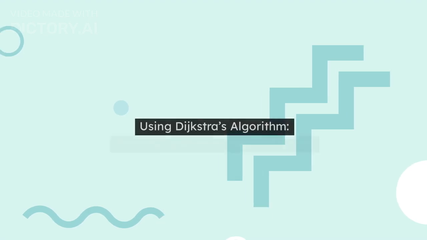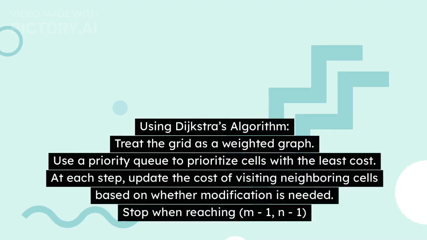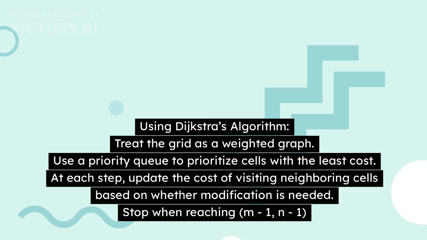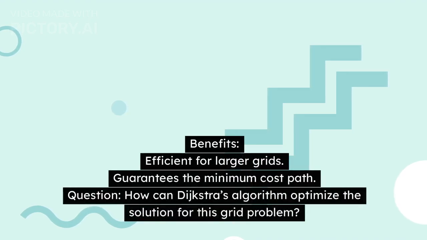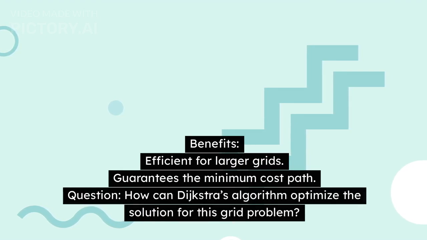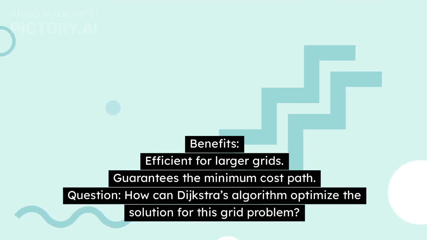Optimized approach using Dijkstra's algorithm. Treat the grid as a weighted graph. Use a priority queue to prioritize cells with the least cost. At each step, update the cost of visiting neighboring cells based on whether modification is needed. Stop when reaching M-1, N-1. Benefits. Efficient for larger grids. Guarantees the minimum cost path. Question: how can Dijkstra's algorithm optimize the solution for this grid problem?